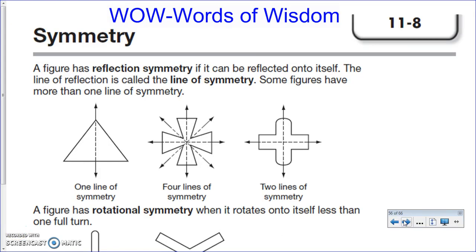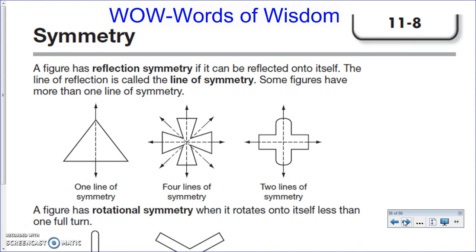Symmetry. A figure has reflection symmetry if it can be reflected on itself. The line of reflection is called the line of symmetry. Some figures have more than one line of symmetry. So if we look at our isosceles triangle there, it has one line of symmetry from the top straight down to the bottom. And if you folded it over that line, both halves would line up perfectly.